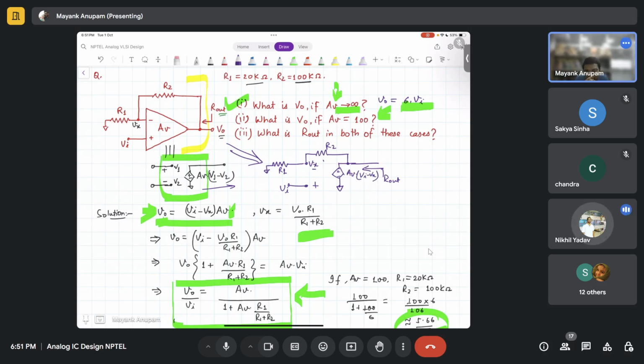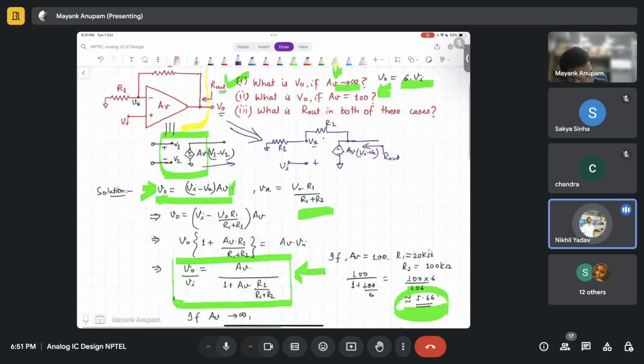Mayank suggests we apply the test voltage. Let's apply a test voltage as our friend is suggesting, and see what is going to happen because of this test voltage. Okay, I applied a test voltage. Now what?